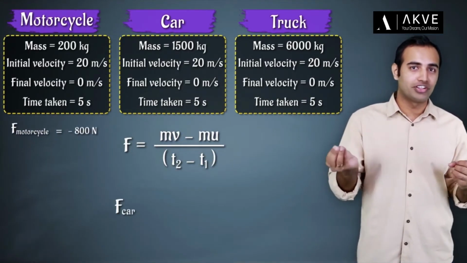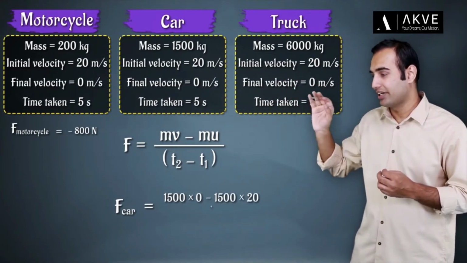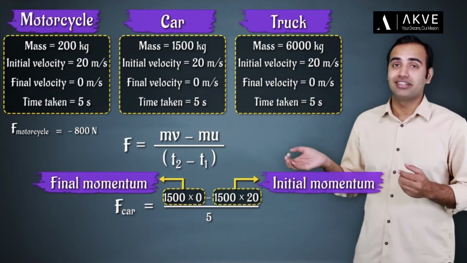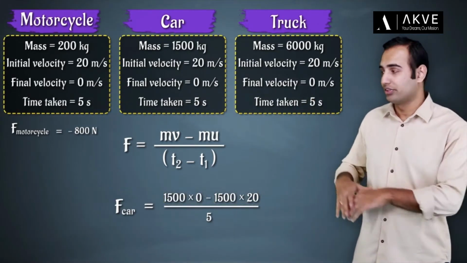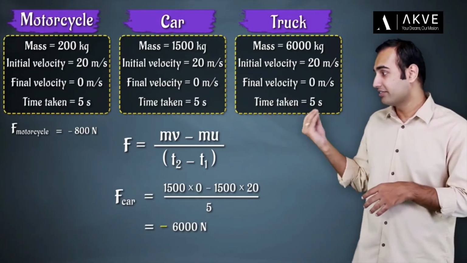Similarly, the force on the car can be written as F is equal to 0 minus 1500 times 20 divided by 5. 0 is the final momentum, 1500 times 20 is the initial momentum of the car. Now the answer to this expression comes out to be minus 6000 newtons, where the negative sign once again shows the left direction.